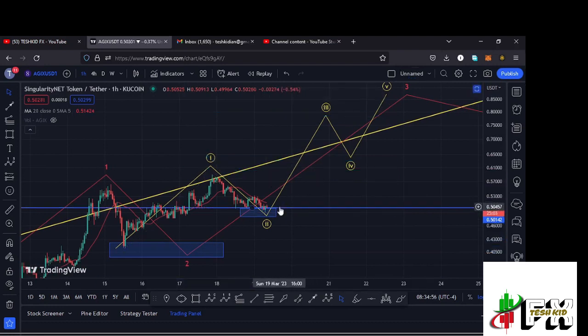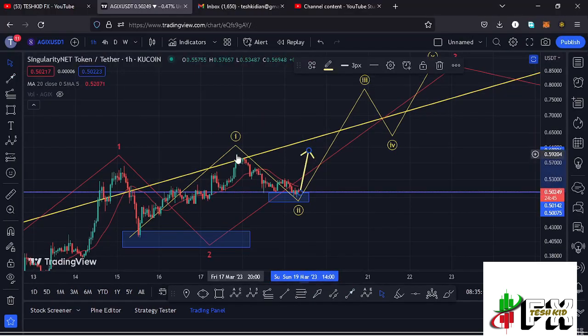So as long as we are holding above the 20-day MAs both on the 1-hour chart and also on the 4-hour chart, and also continue holding above our significant high at around the $0.5 mark, then there are high chances that we are going to continue unlocking higher prices and also see a break above the wave 1 high, which lies at around the $0.592 mark.